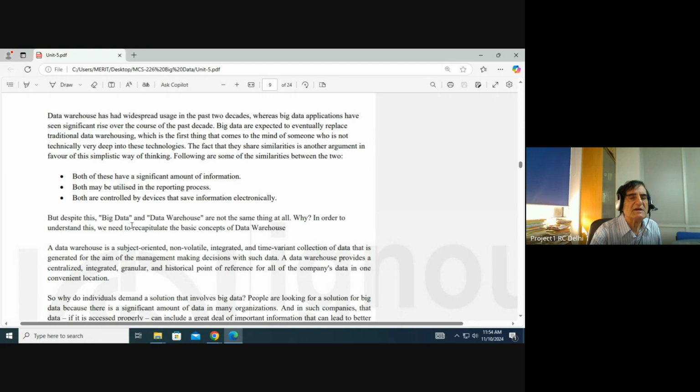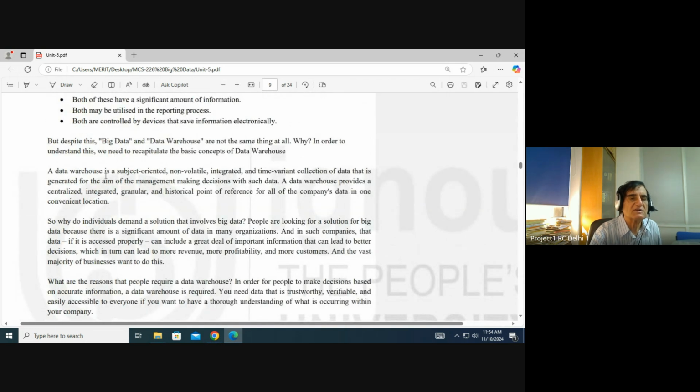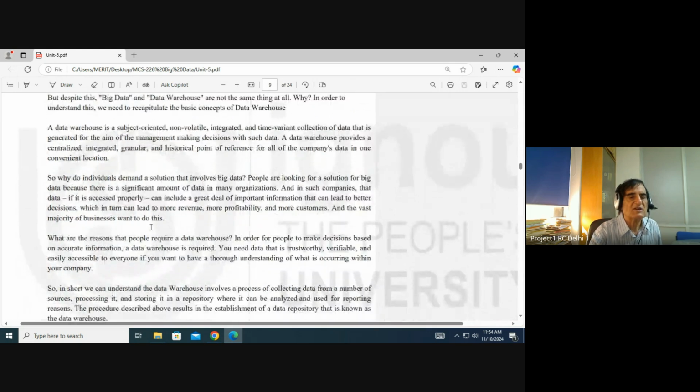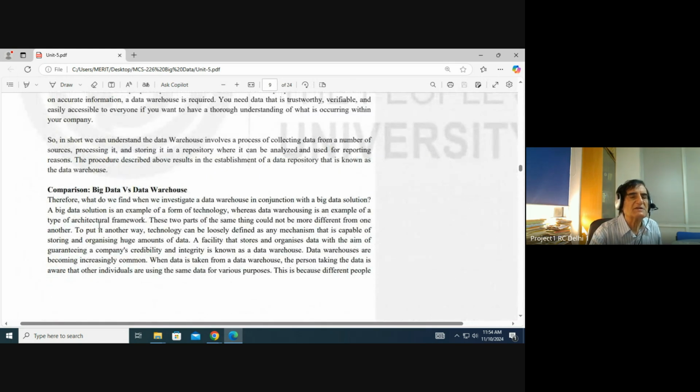But despite this, big data and data warehouses are not the same thing at all. Why? In order to understand this, we need to recapitulate the basic concept of a data warehouse. So a data warehouse is a subject-oriented, non-volatile, integrated, and time-variant collection of data that is generated for the aim of management. So why do we demand a solution that involves big data? People are looking for a solution for big data because there is a significant amount of data in many organizations. So that's where these are the difference. Comparison between big data and data warehouse.